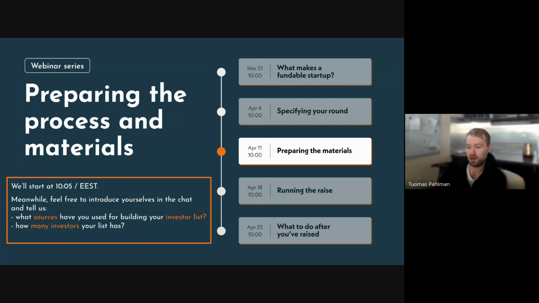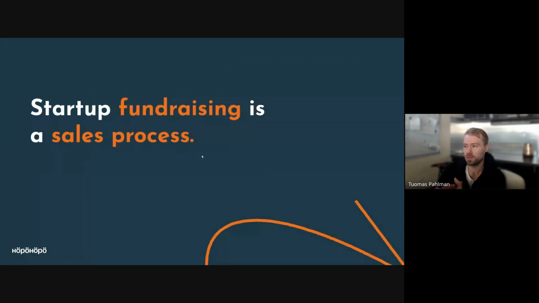Today's topic: preparing the process and materials for your round. Let's start with a brief recap of the previous webinars so we can get better alignment on what we're discussing today. We started a couple of weeks back on the journey around startup fundraising, using the metaphor of a sales process. Startup fundraising is a sales process, and your goal is to get the investors to buy your product.